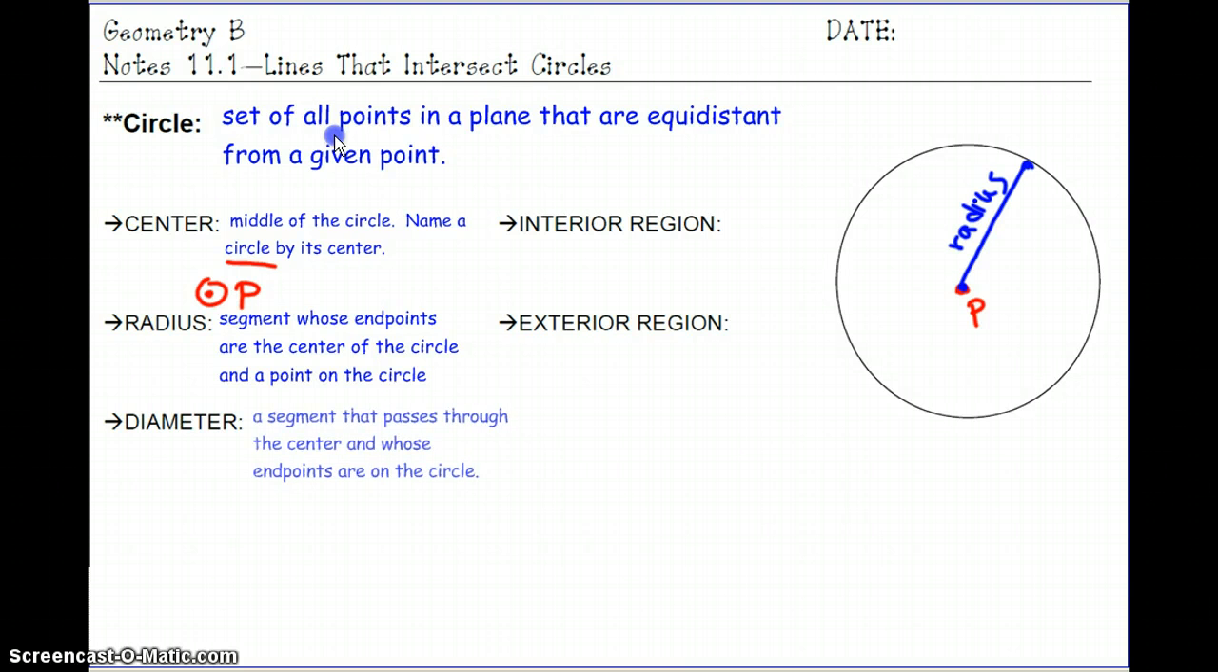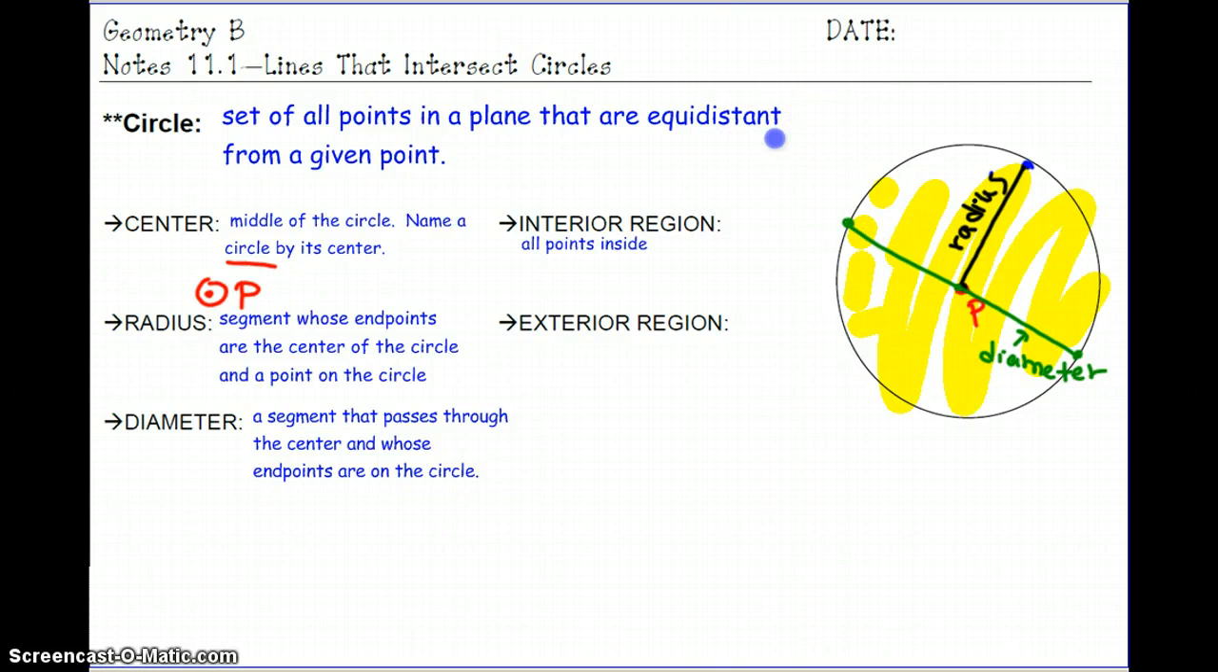Finally, a diameter is a segment that passes through the center and whose endpoints are on the circle. So what I have in green is an example of a diameter. There is an interior region to your circle. The interior region is all the points inside your circle. So what I've highlighted in yellow is an example of the interior region. And obviously the exterior region would be all the points on the outside of your circle.